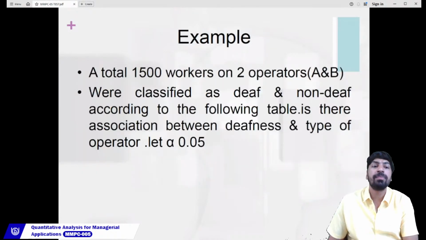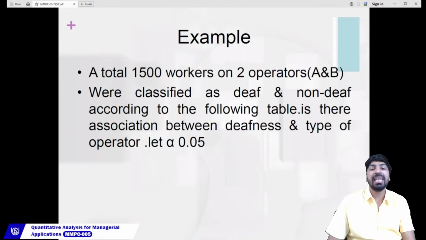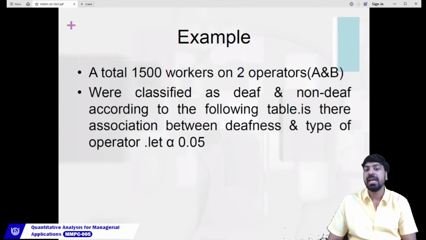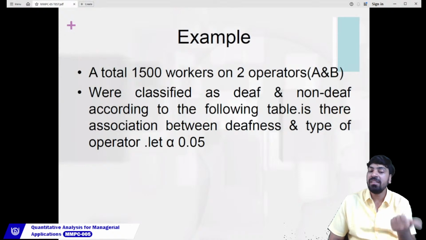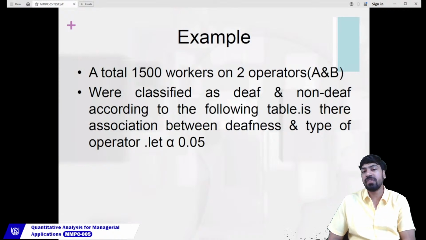So let's take an example over here. A total of 1500 workers on two operators, let's say A and B, were classified as deaf and non-deaf according to the following table. What is the question? Is there any association between the deafness and the type of operator? And what is 0.05? It is the level of significance, alpha. We denote the level of significance as alpha, at 0.05.